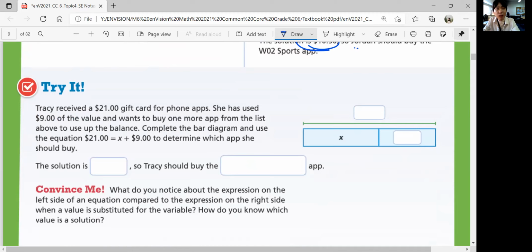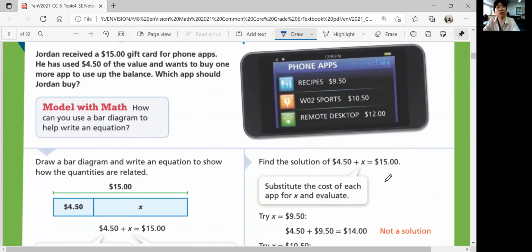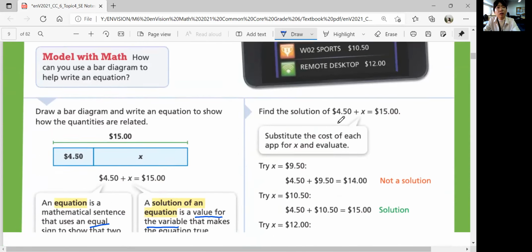Great. They gave us the equation. So where are we starting from? $21 gift card. So the whole bar is $21. And how much did we use? We used $9. So you don't want $9 in your balance because you used it. Okay. So the solution is, what's x? 21 minus 9 is 12. So Tracy should buy that. How much can you buy? The remote desktop app.